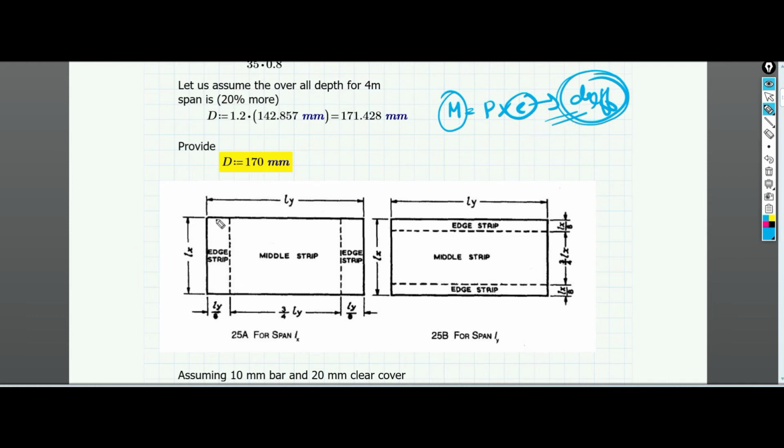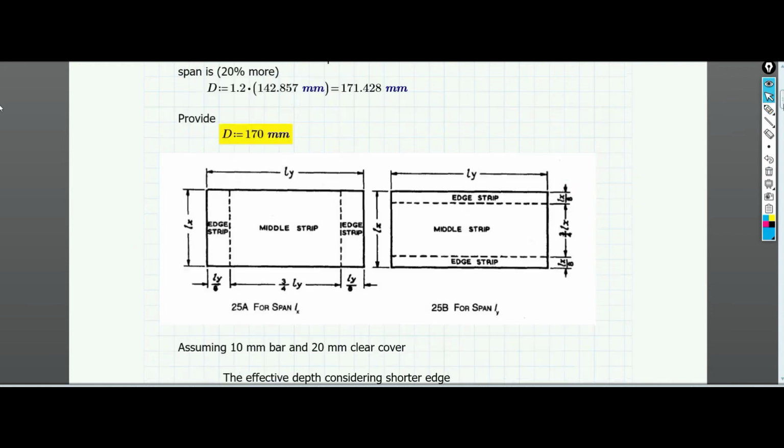That is why, as in the shorter side we have a larger moment to take care of, we try to take a larger effective depth. So the reinforcement is provided at the bottom, and in the longer side the reinforcement is provided at the top, meaning two layers of bars. The bottom one is for the shorter side and this one is for the longer side. Just think about it, then you will understand.